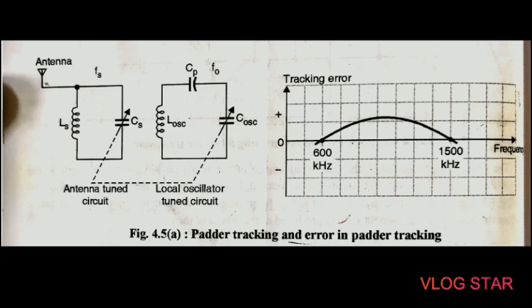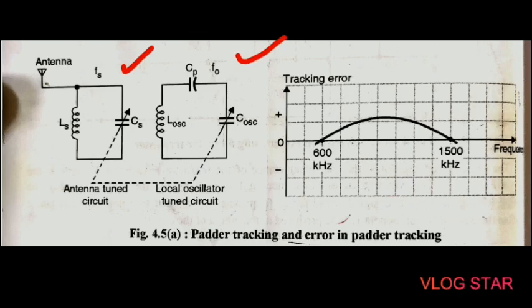The local oscillator frequency, FO, must be precisely adjusted to a value above the signal frequency, FS. If you want to calculate the intermediate frequency, it is given by FO minus FS. If this tuning is not done precisely, then the frequency difference, FO minus FS, is not correct. This type of error is known as tracking error, because tracking is a process in which the local oscillator frequency follows or tracks the signal frequency to have the correct frequency difference. So due to that tracking error, what happens?